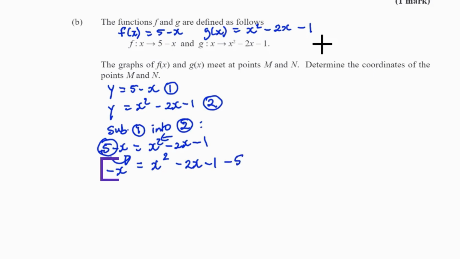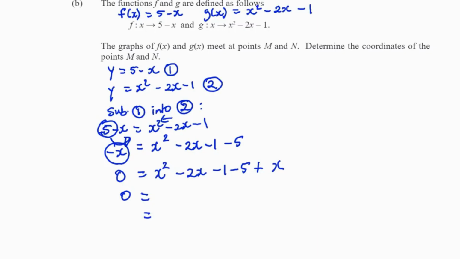And then let's also move minus x over to that side. So that leaves me with a 0 on the left hand side, and I get minus 2x minus 1 minus 5. Because it's minus x here, I'm subtracting x on that side. I'm going to be adding x when I bring it to this side. So putting all the like terms together, I have x squared minus 2x plus x minus 1 minus 5. So when I simplify that, I get x squared minus x minus 6. All right, and this is equal to 0.